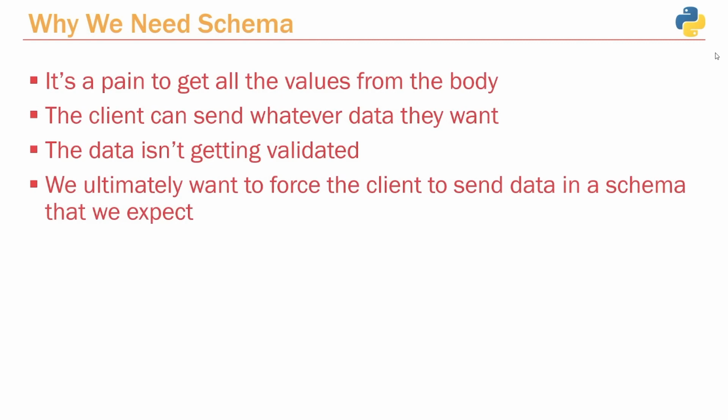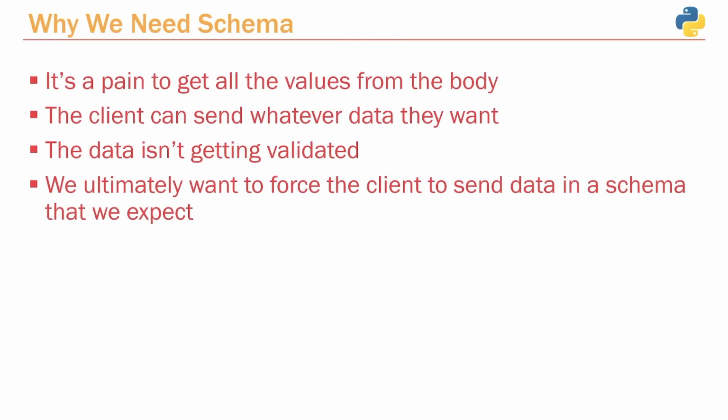The first thing is it's kind of hard to get all of those values from the body. We have to extract each one individually. On top of that, the client can send whatever data that it wants. And this is a big issue, right? I don't want the front end to send arbitrary data. If the user is trying to create a post, I want the title, I want the content, nothing else. I don't want them to send any extra data.